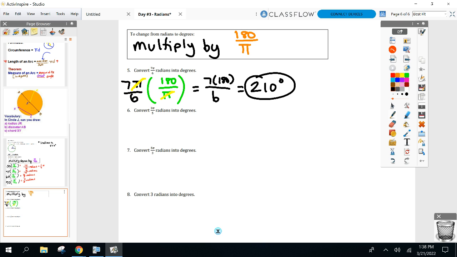Yeah, go ahead, John. When you also reduce the other numbers, like 180 over 6? Yeah. And cross out the 6 and the 180 and put a 30 on top? And then 30 times 7, 210. Yep. Yeah, you can do that. Absolutely. All right, what about 3 pi over 5?